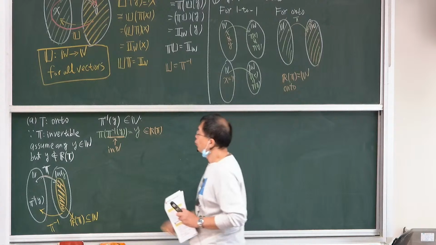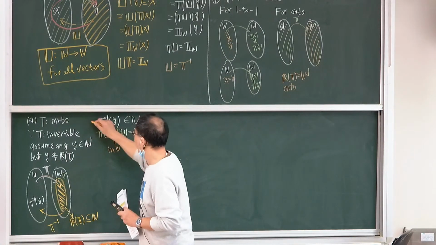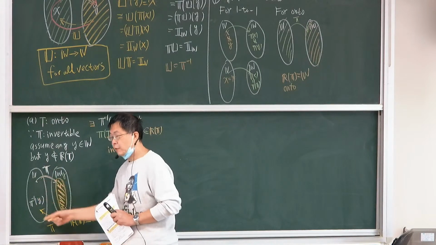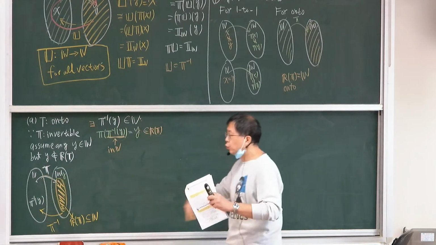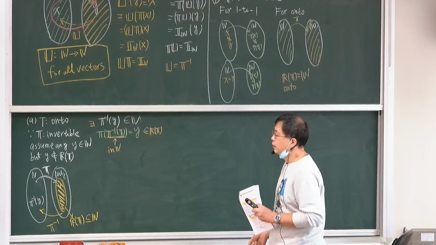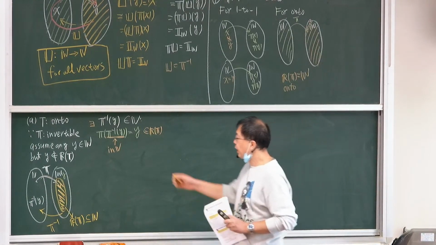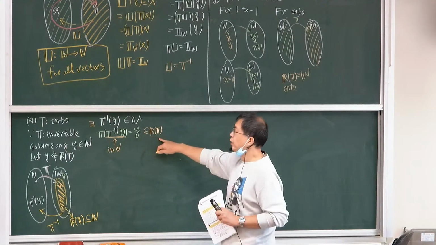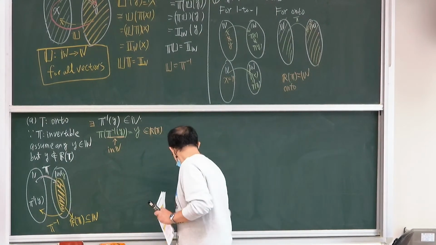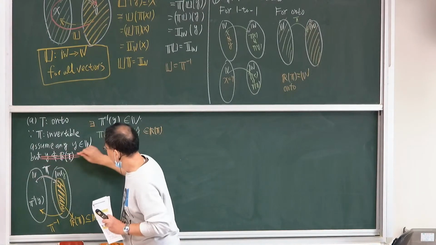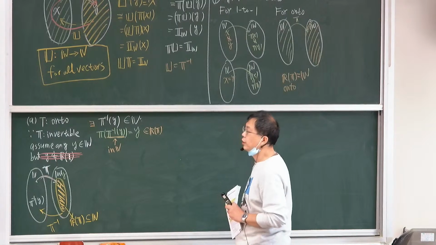Okay, and the vector y after inverse transformation should be in the vector space V. So by doing this composition of linear transformations, we get that y should be in the range of T. So this assumption is not true.